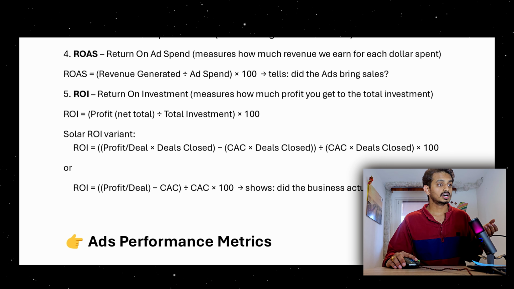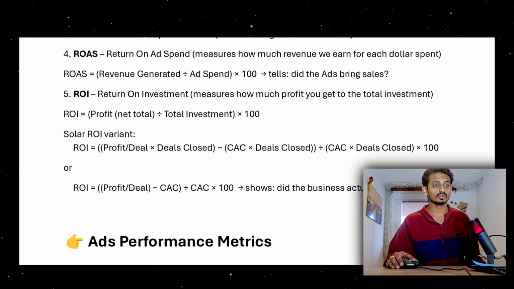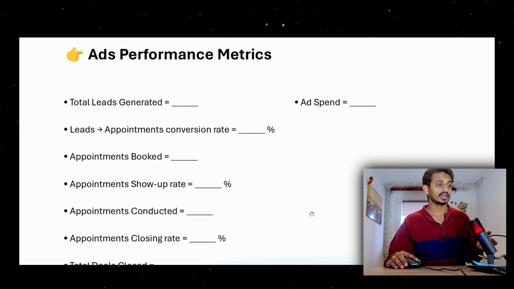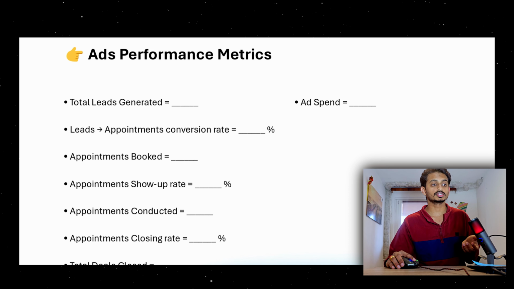Next comes the ad performance metrics. Obviously the number one thing to see is the ad spend that you're spending monthly on ads, and the total leads generated for this ad spend. The next term is leads to appointments conversion ratio. Suppose you are getting 100 leads and you are converting 50% of them into appointments. So your leads to appointments conversion ratio is 50%. The third is appointments booked. So from the 100 you book 50 appointments.